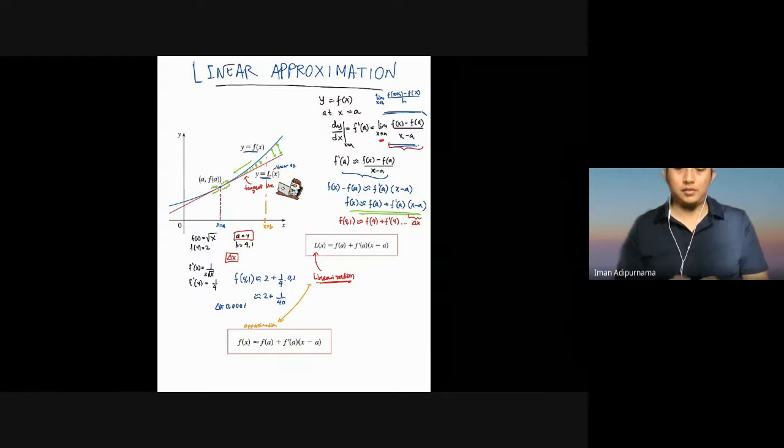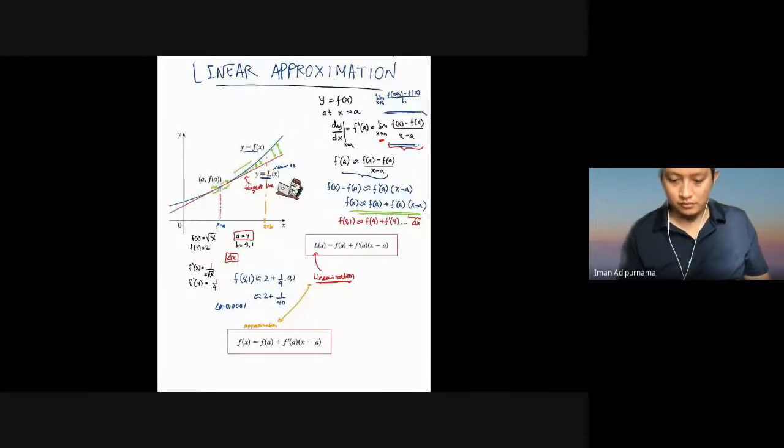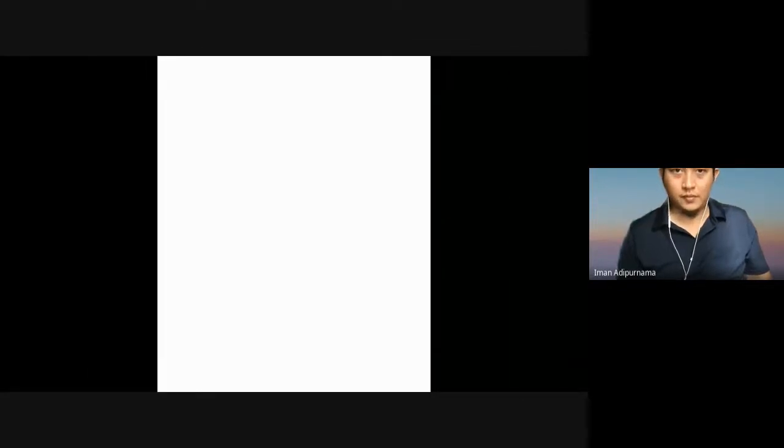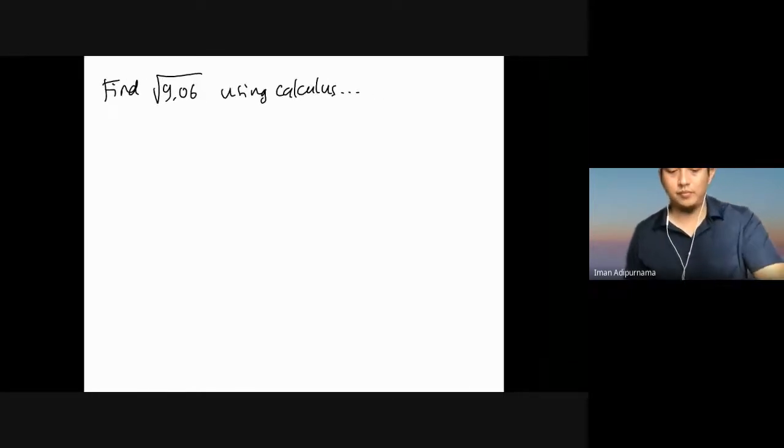Let me give you another simple example of linear approximation. If you want to find, for example, the square root of 9.0106 using calculus, and if you want to confirm, you can check with your calculator whether it's correct or not.